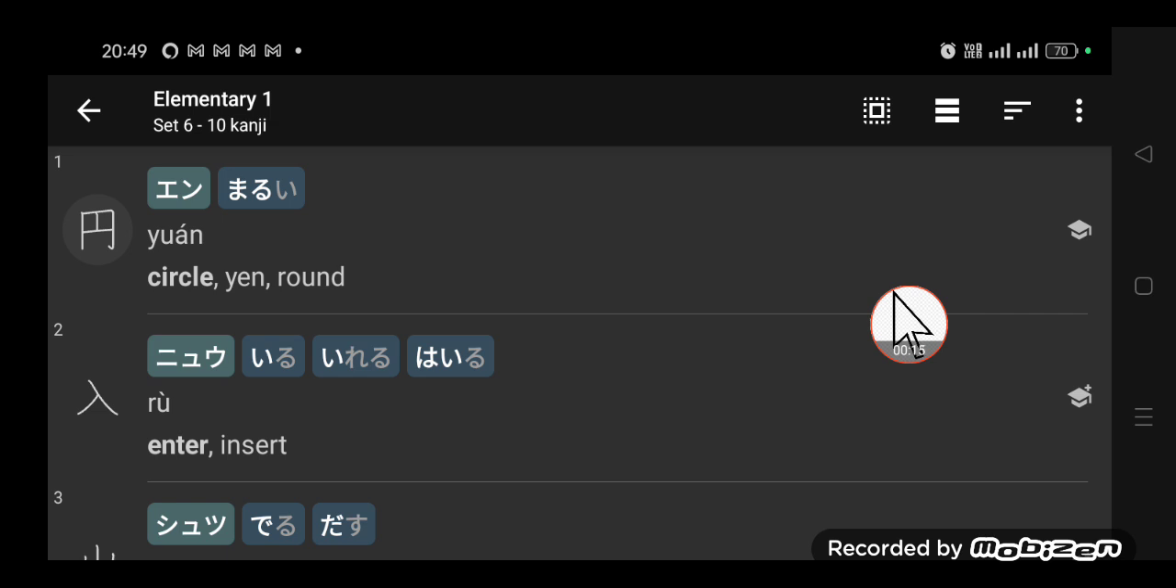For this video, what I would like to introduce to you is this kanji character indicated right here. This one. So we are now on set number 6.